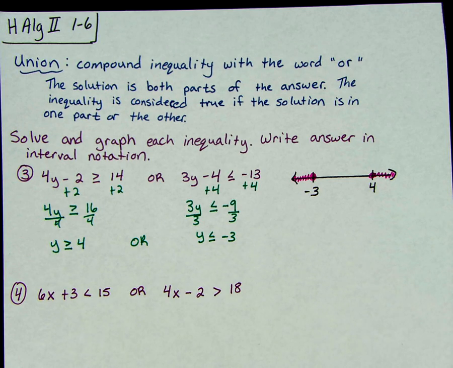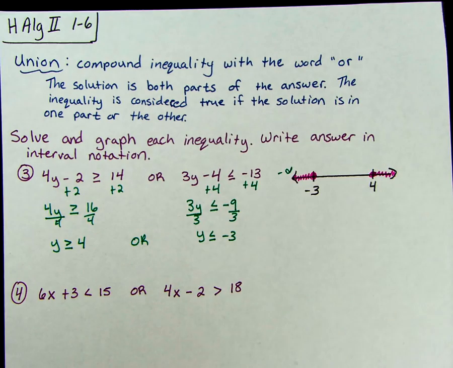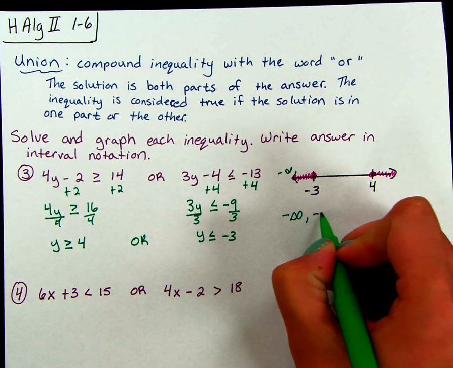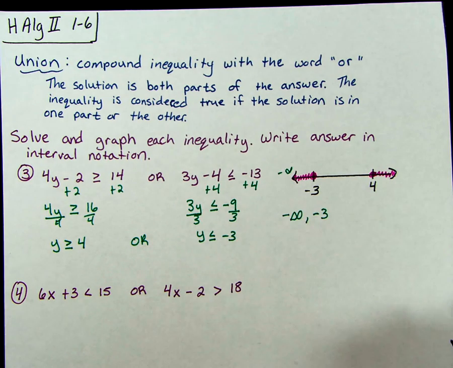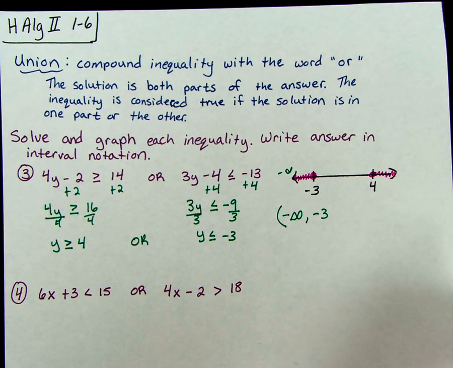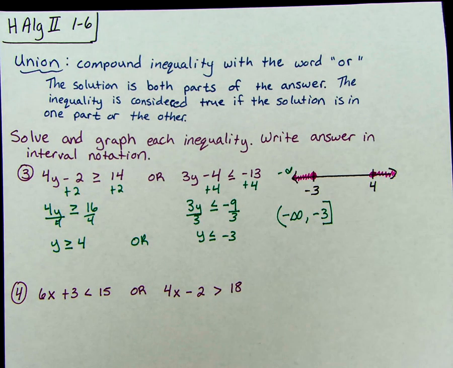So since we have 2 pieces of our graph, when we write interval notation, we're also going to have 2 pieces. So let's start with this piece right here. So this is shaded towards -infinity on the side. So that means that -infinity is going to be our smallest number for this piece, all the way up to -3. So again, when we're dealing with infinities in interval notation, that's going to be a parenthesis. And then -3 is included, so we're going to have a bracket.